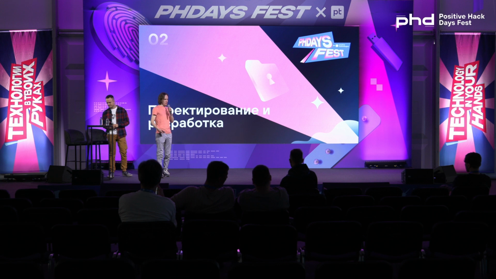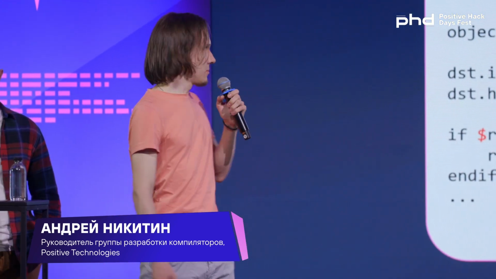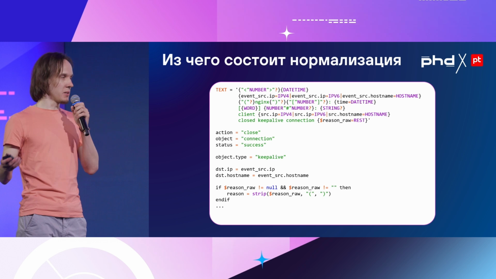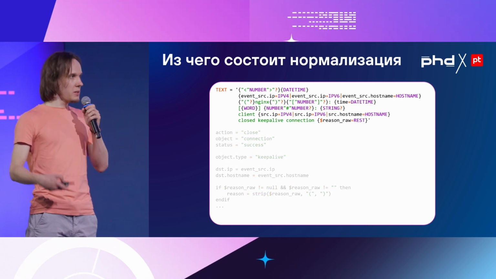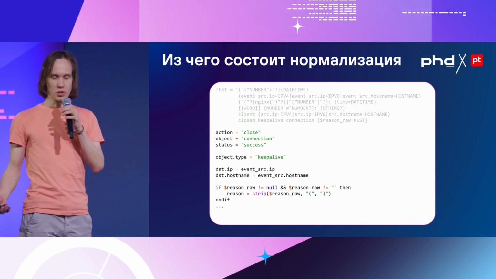We have dealt with the specific area, and now we can move on. So we spoke about the specific area. Now designing the language, and what we encountered. I'll tell you with the example of normalization. So what stages does normalization have? It's analysis of the event and forming the normalized event.